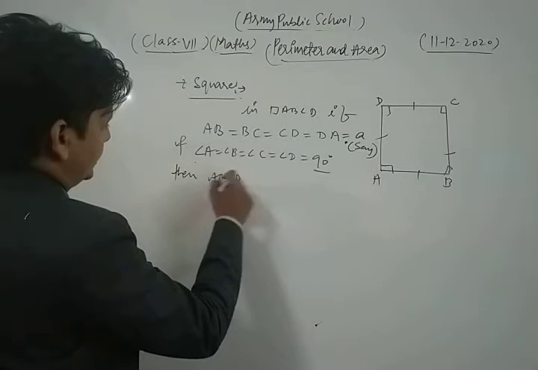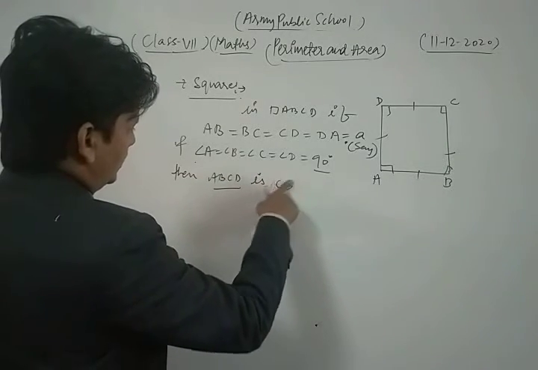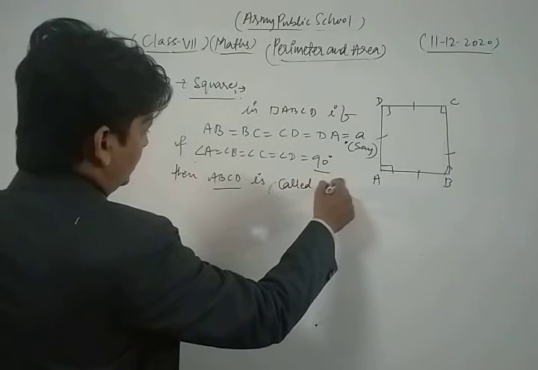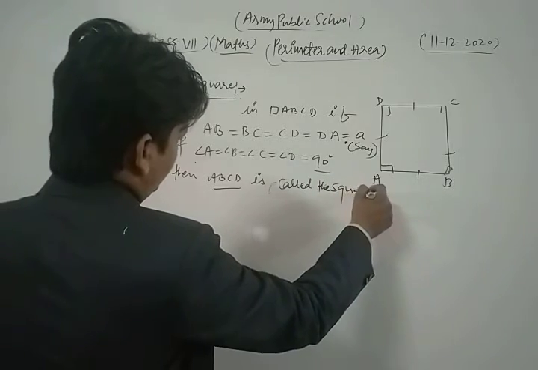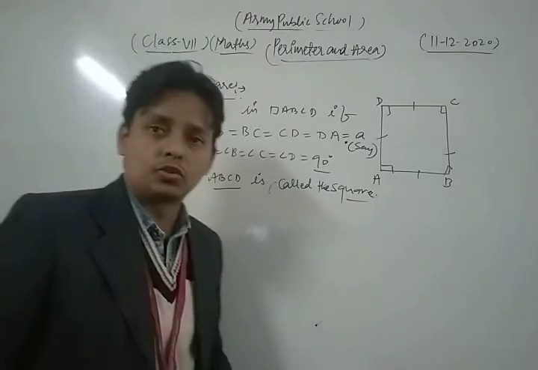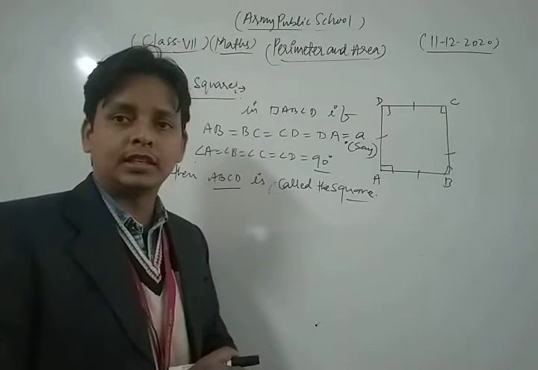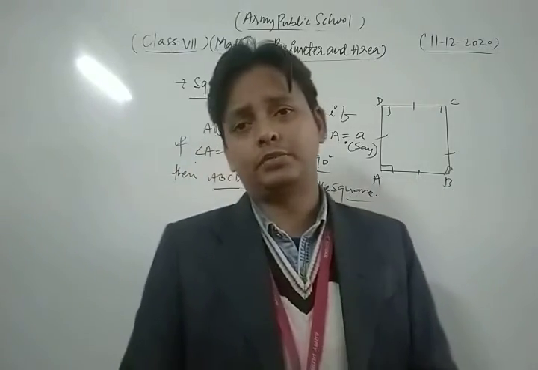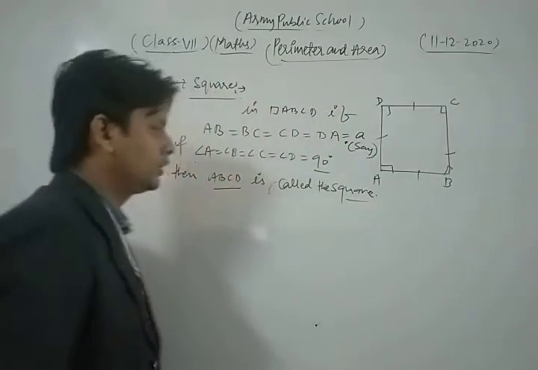Then ABCD is called a square. So this is the condition for a square: in a square all its sides are equal to each other and each angle is equal to 90 degrees. So this is the concept of a square.